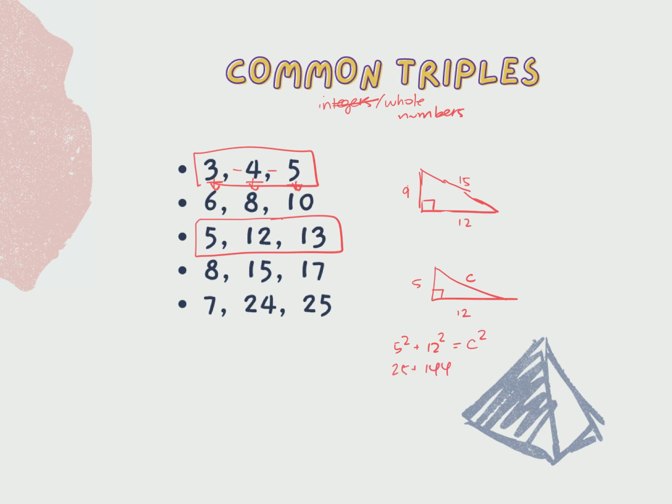25 plus 144 equals c squared. 169 equals c squared. And when I take the square roots, I get 13. So I'm able to mathematically solve for it. But again, it makes it a lot easier if I can memorize these.